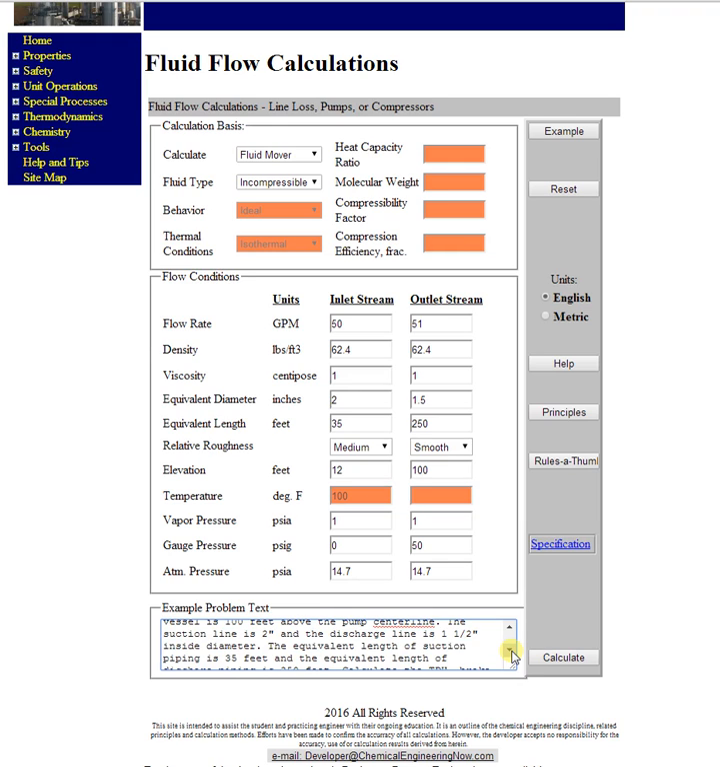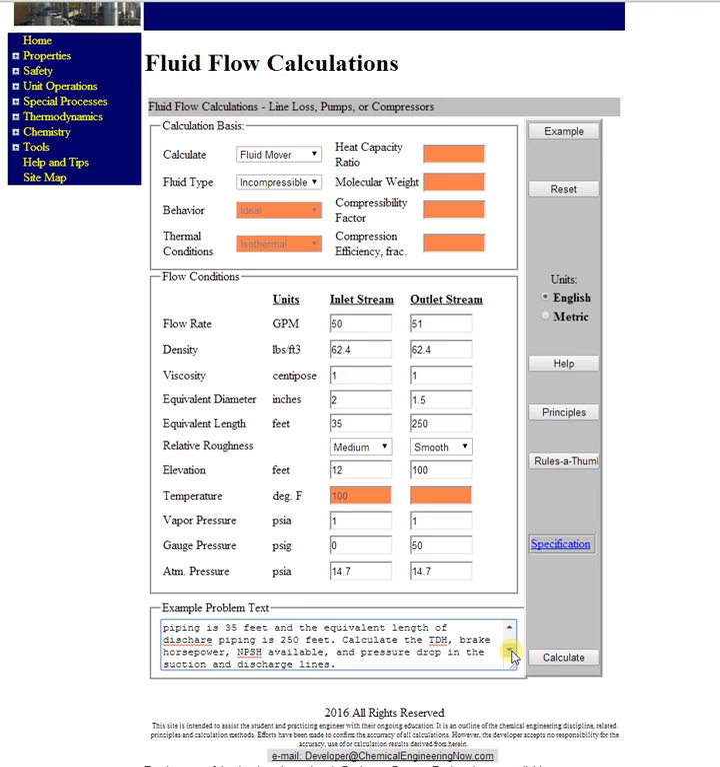The pump suction is 2 inches and the discharge pipe is 1.5 inches. The equivalent length of the suction pipe is 35 feet, and that of the discharge pipe is 250 feet. So we're going to calculate the TDH, that's the total dynamic head, the brake horsepower, the net positive suction head available, and the pressure drop through the suction and discharge lines.